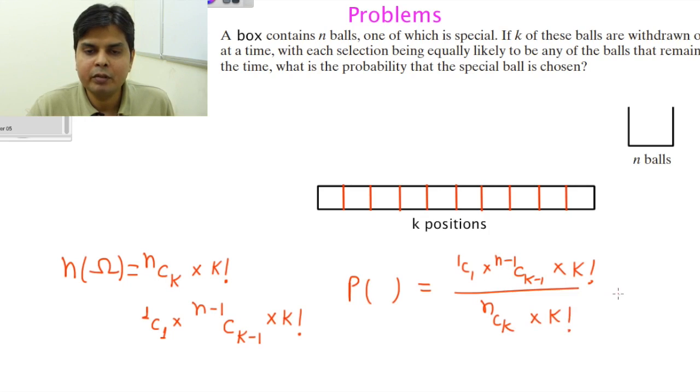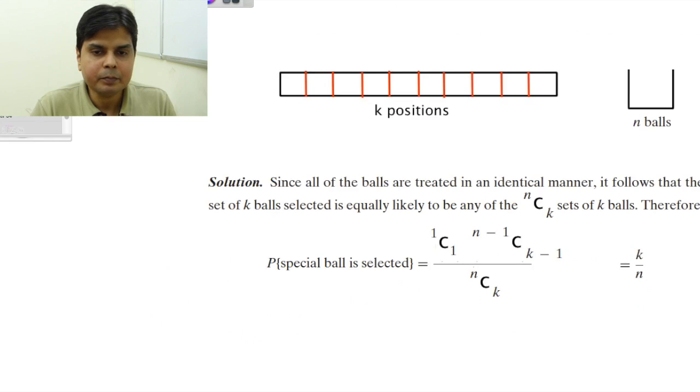If you solve this, you will get k by n. So the answer will be the probability that the special ball is selected: 1C1 into n minus 1 C k minus 1. I have not written the k factorial term because they get cancelled out, so it will be k by n.